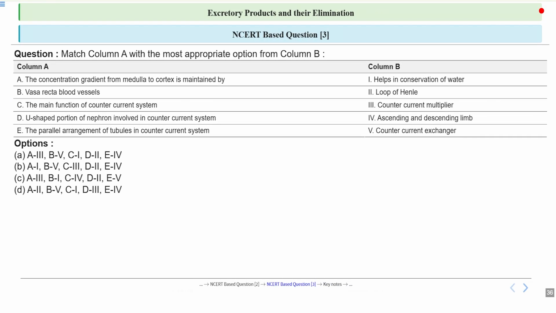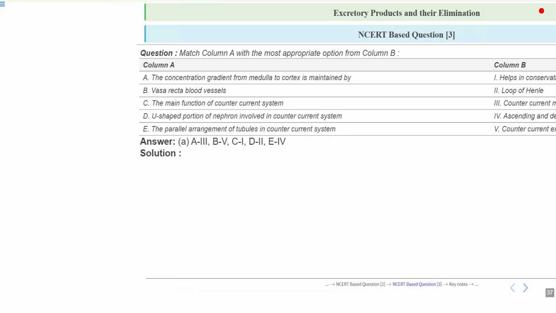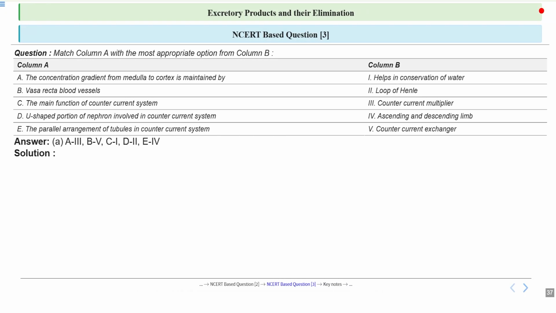So this is the third question, and here the question is to match column A with the most appropriate option from column B. We will match terms from both the columns, and we have been given 4 options, so we have to opt for the correct one. Let's see the answer. Here our correct option is option A, that is A will match with 3, B will match with 4, 5, C will match with 1, D will match with 2, and E will match with 4. Let's see the solution in detail.